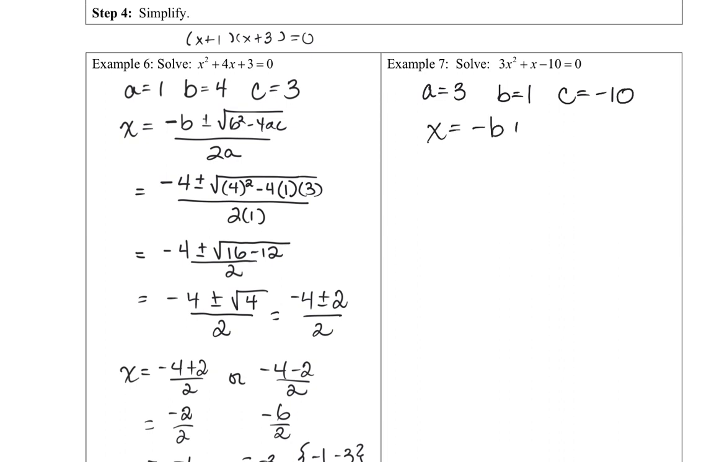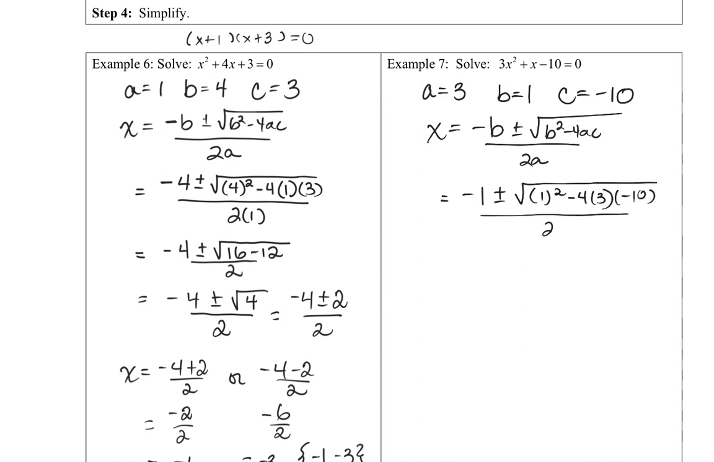x equals negative b plus or minus the square root of b squared minus 4ac all over 2a. This is to the tune of Pop Goes the Weasel, right? So x equals negative 1 plus or minus the square root of 1 squared minus 4 times 3 times negative 10, all over 2 times 3. So hopefully you got those plugged in the right way. Negative 1 plus or minus the square root of 1 plus 120, right? Because a negative times a negative is going to give me a positive, all over 6.